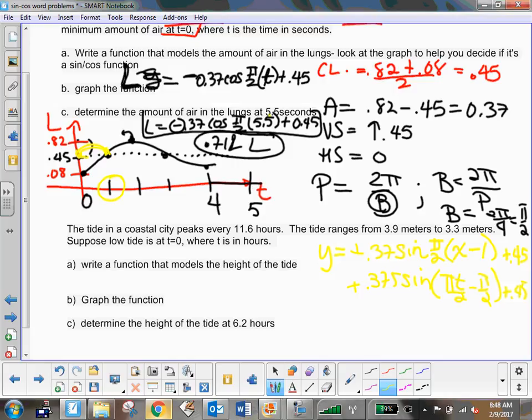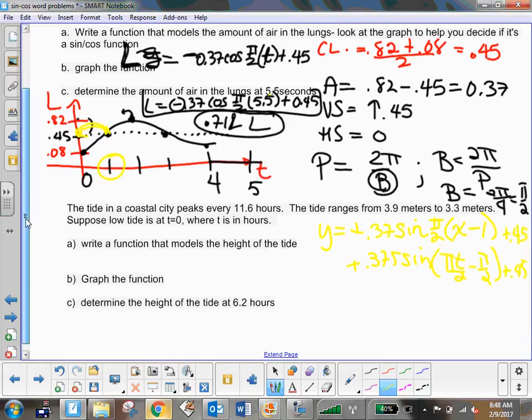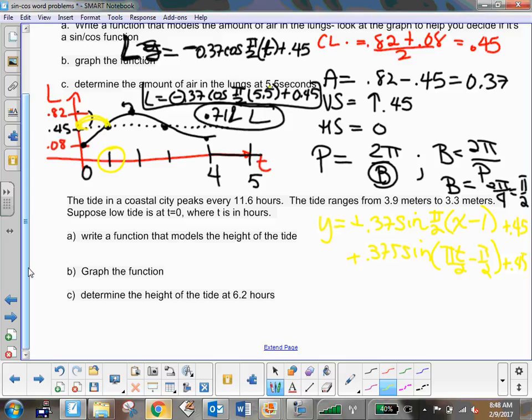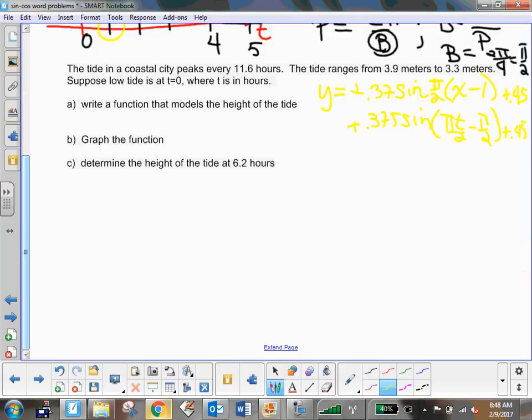Yeah, you should get 711. Okay. Yeah, it is 712 liters. Okay. No? Point. Yeah, we're good. All right, let's do the next one. All right, here we go.